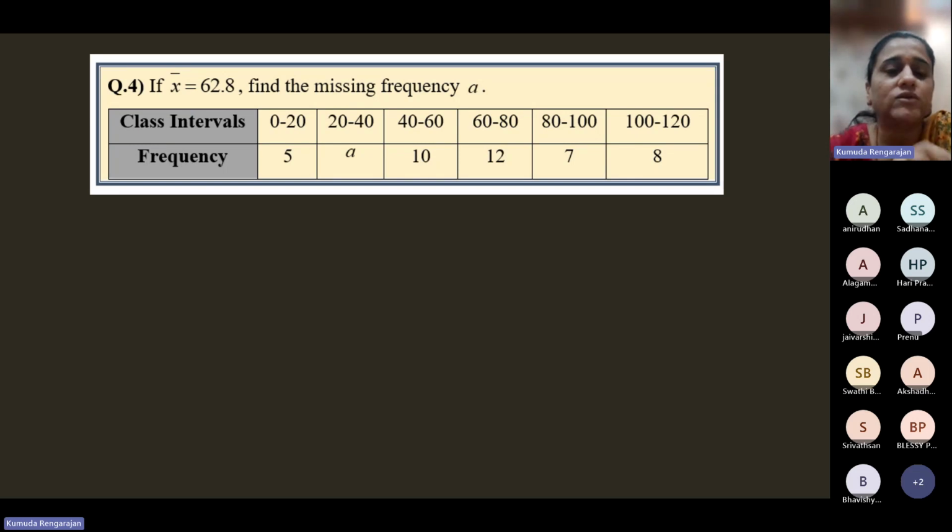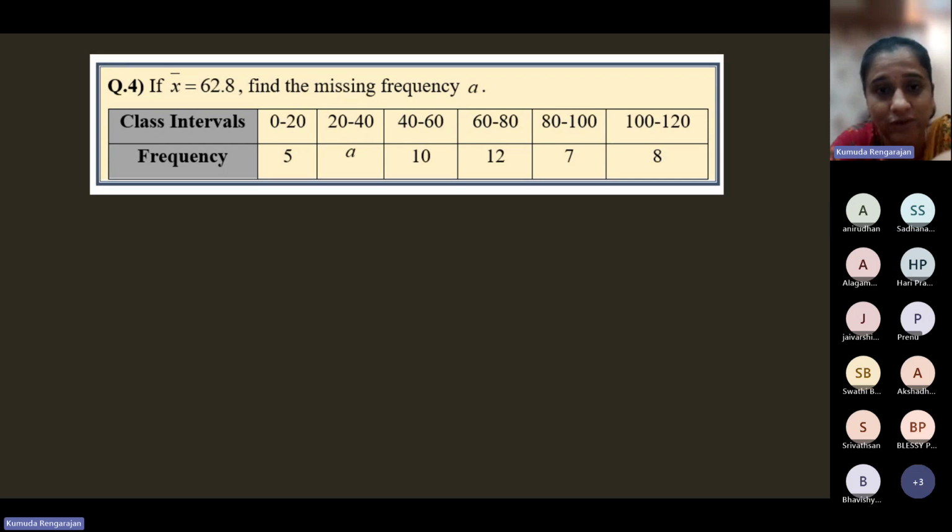So if x bar is equal to 62.8, find the missing frequency A. You can see that in this distribution, one of the frequencies is missing. For 20 to 40, the frequency is not given. The frequency is given as A. That means it's a variable. The frequency is unknown, so you'll have to find the value of that missing frequency. What is the value of A is what you'll have to find.